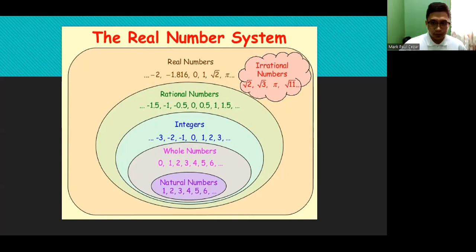Okay, so if we have rational numbers, we also have irrational numbers. And irrational numbers are numbers that cannot be expressed in the form of a fraction. It is non-terminating and non-recurring. Do you have calculators near you? Can you try to input the square root of 2?